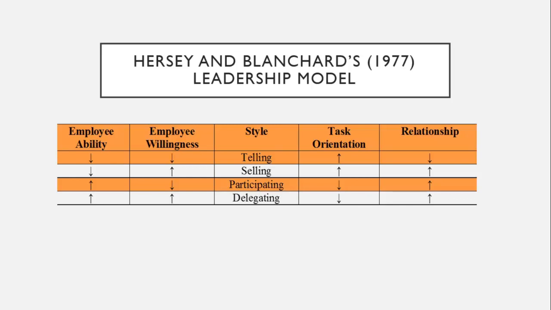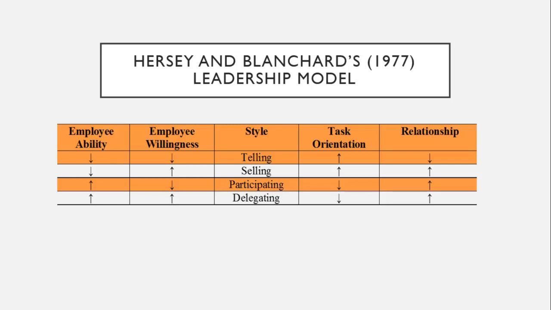There are many models of leadership in organizations, but the diagram in the presentation focuses on Hersey and Blanchard's leadership model. According to this model, there are 4 styles of leadership, which are listed in the center column below and above. Employee ability and employee willingness are pretty straightforward, so let me explain task orientation and relationship. Task orientation is the extent to which the leader spells out or explains the duties and responsibilities of an individual or group. Relationship is the extent to which the leader engages in two-way conversation, and it involves listening, providing encouragement, and coaching.